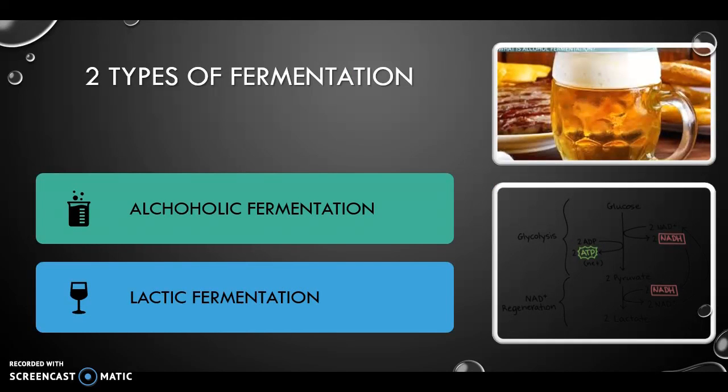There are two types of fermentation. This is a form of anaerobic respiration. It occurs in the cytoplasm. Alcoholic fermentation is a process used to acquire wines and liquors. Lactic fermentation is commonly known by gym goers. As reps increase, they begin to get tired.